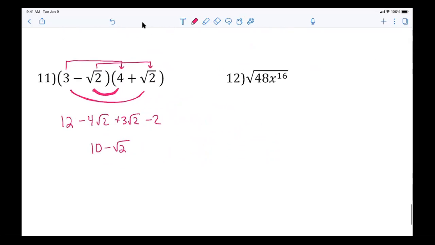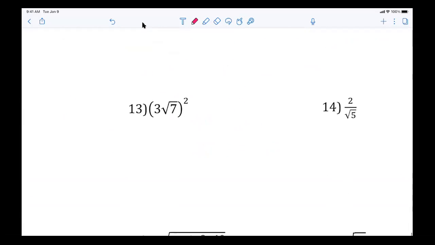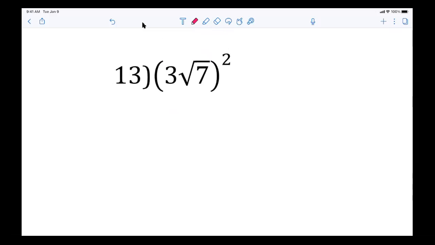All right, here we go with 13. Let's find 13. Squaring both of these. What's 3 squared? What's square root of 7 squared? 9 times 7. So 63. There you go. 63.